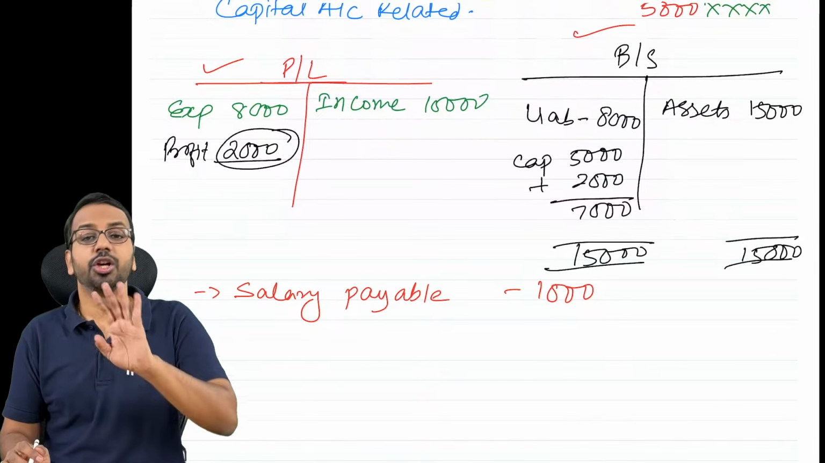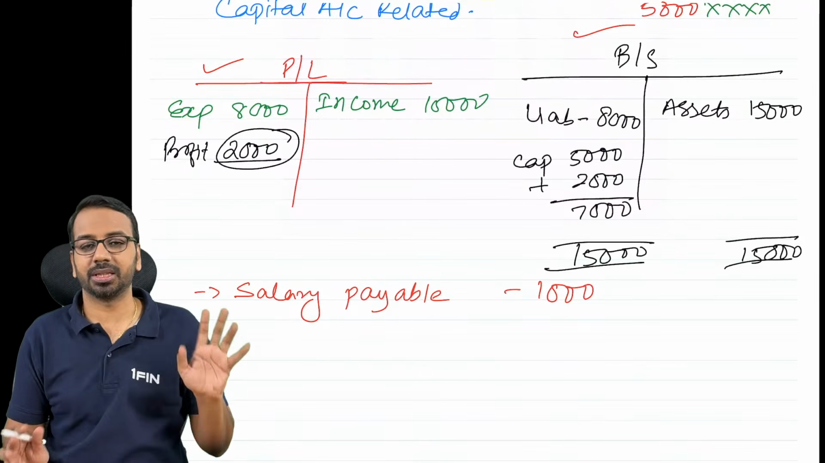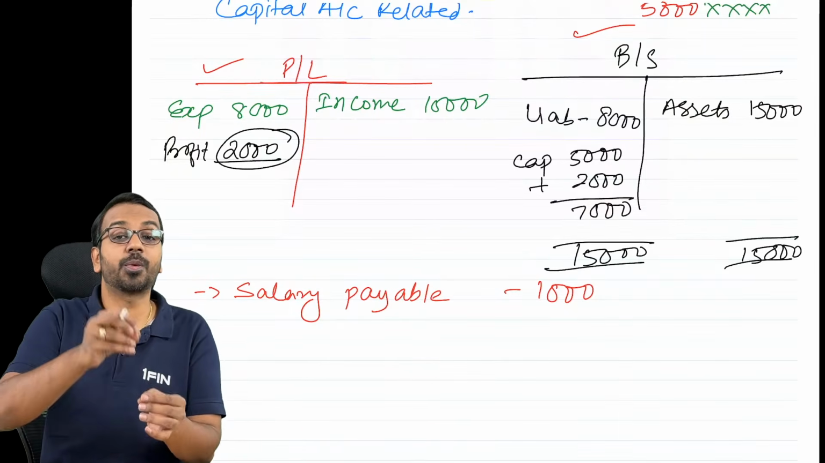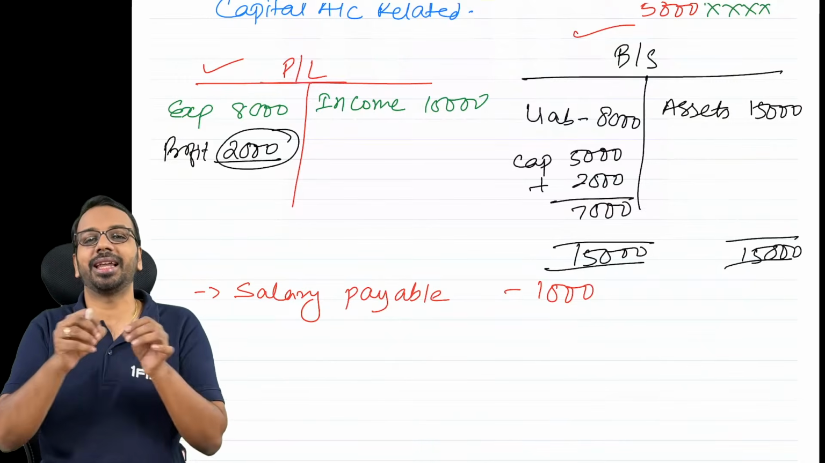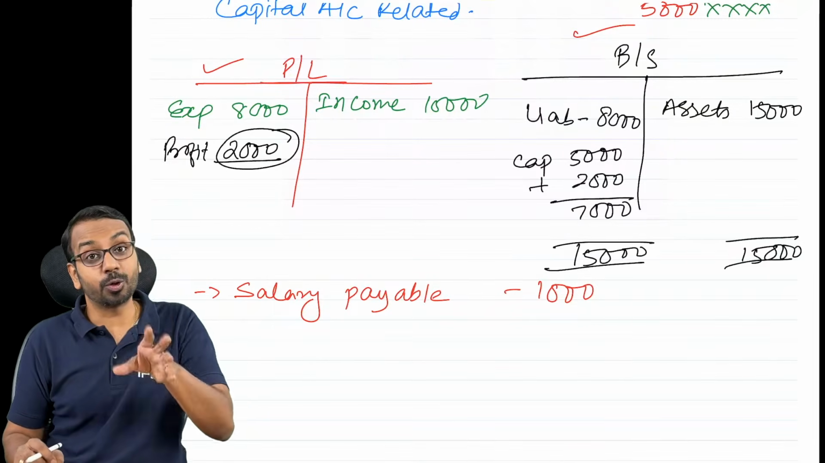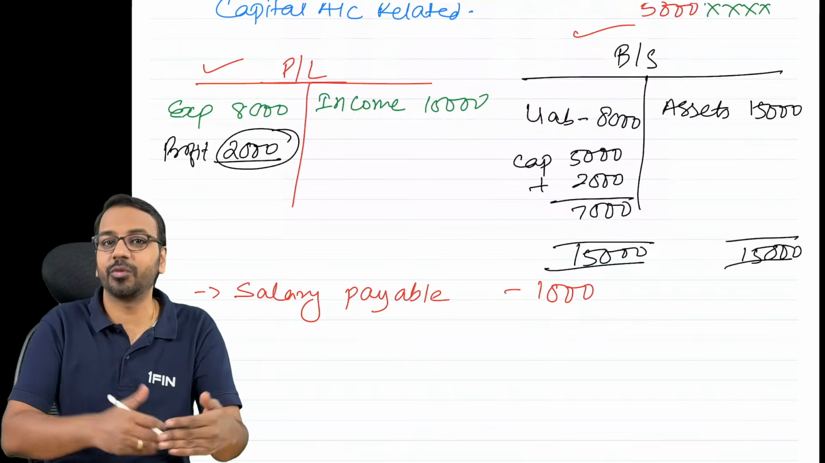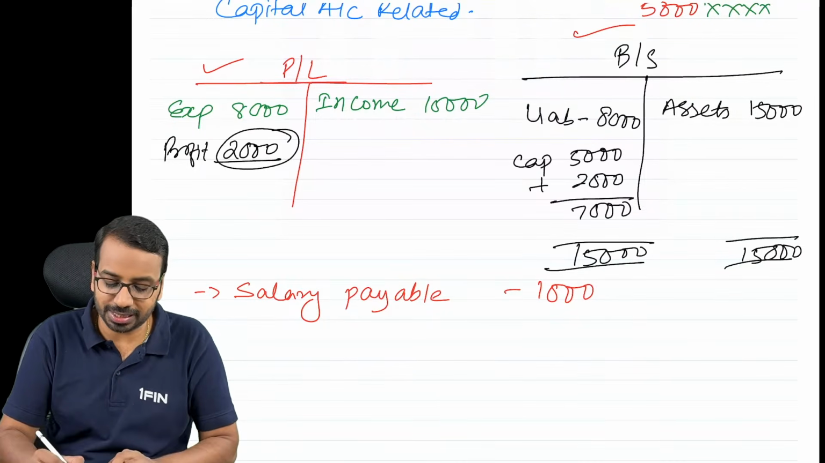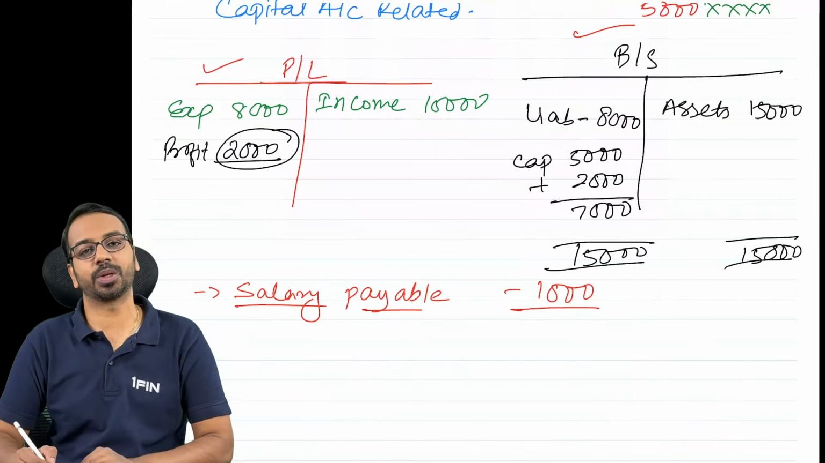Let me tell you, the adjustments that we will be learning in CA Intermediate, you have already done most of them. There is nothing new I am going to teach. What I am going to teach is how to properly place them in the P&L and balance sheet format, and how to ensure you do it faster with more accuracy. So that is what our practice will focus on. So let us say salary payable 1,000. What is to be done?